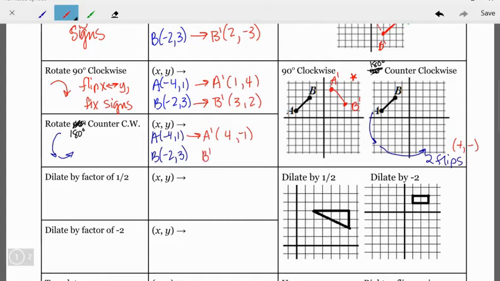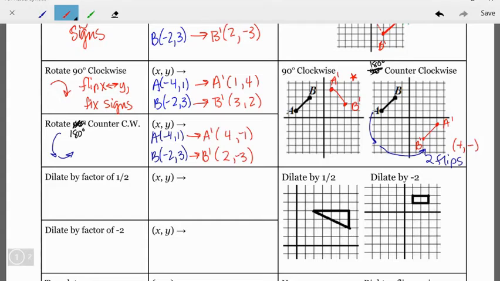B prime, still have 2 and 3 in the same order, but the Y is negative. So let's graph it and see what it looks like. So A prime is at 4, -1. B prime is at 2, -3. Kind of looks like everything got twisted around on the graph, which is exactly what it should be.